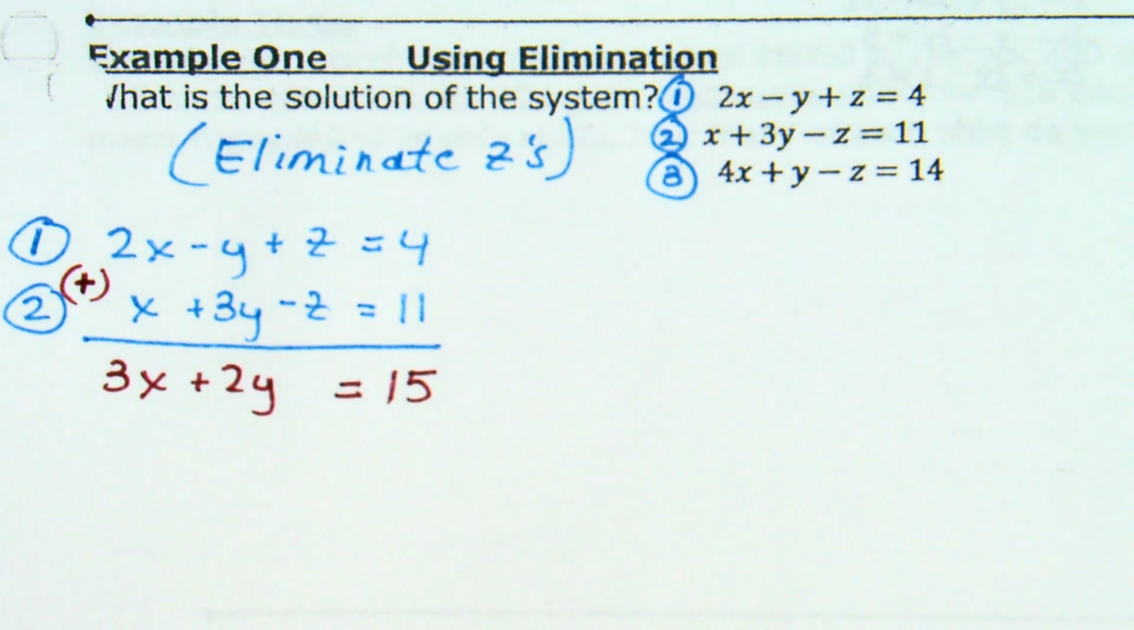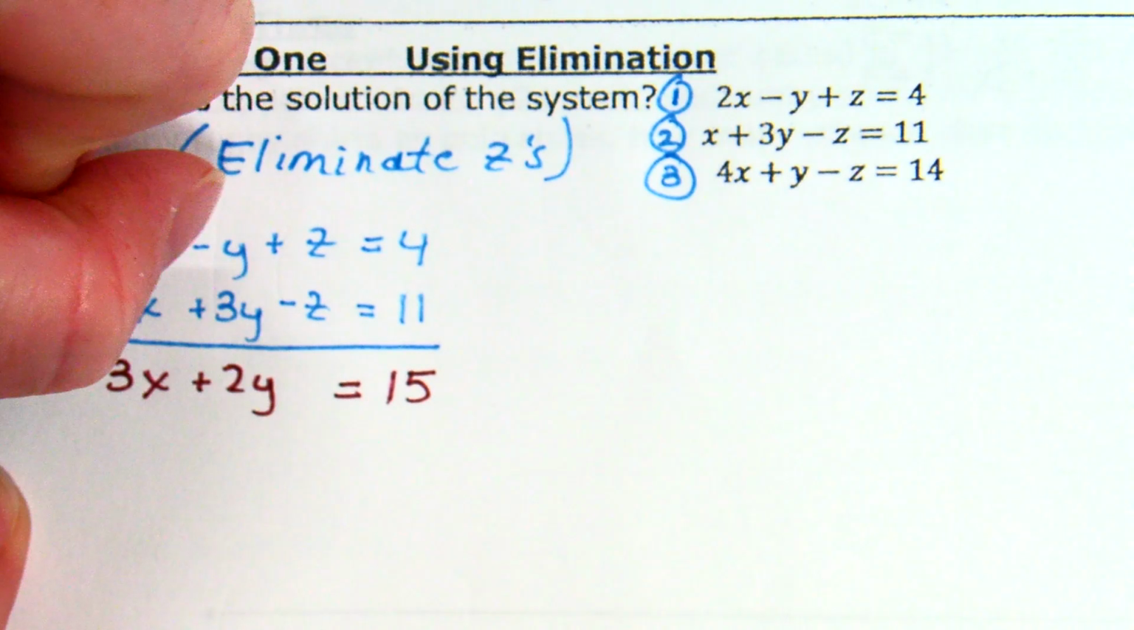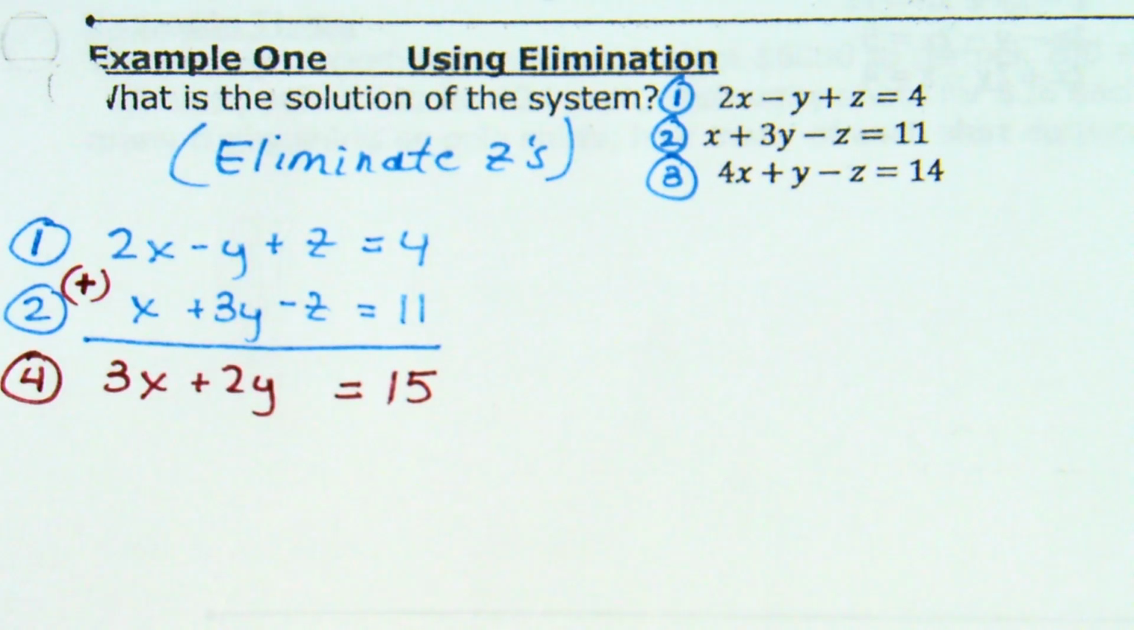Once you get into your own understanding of this, you may not need those numbers, but I need a way to get everybody following the same line here. So I'm going to call that equation 4.